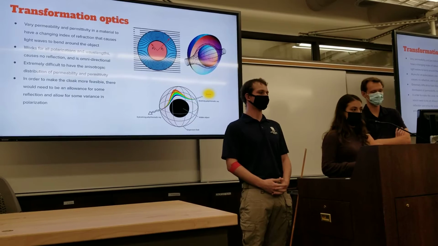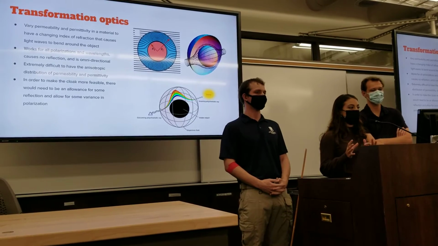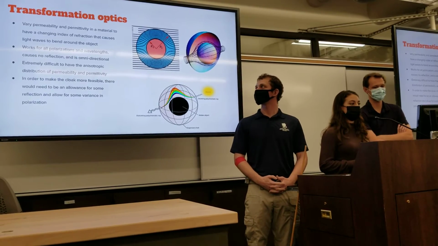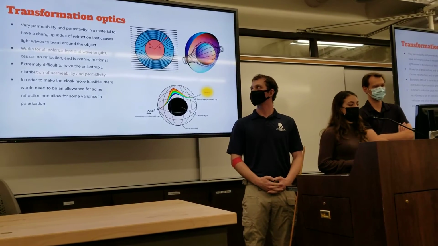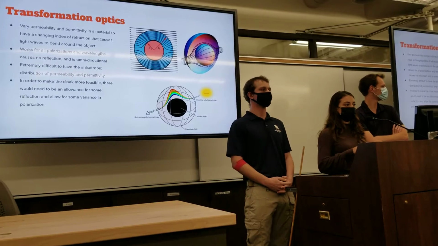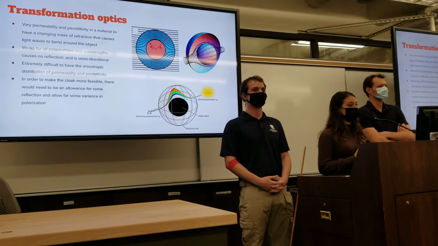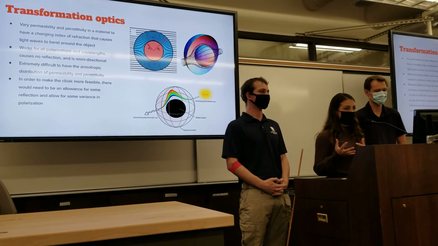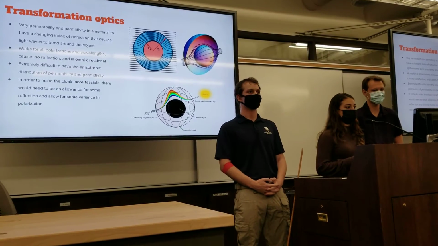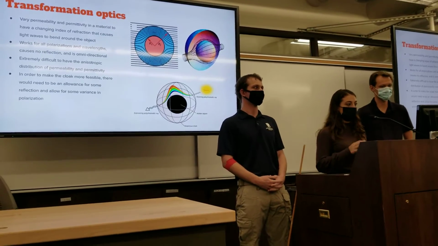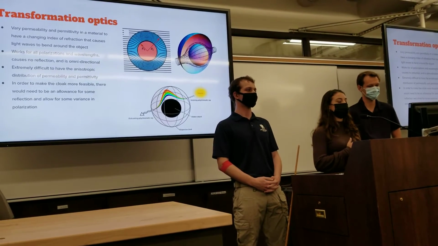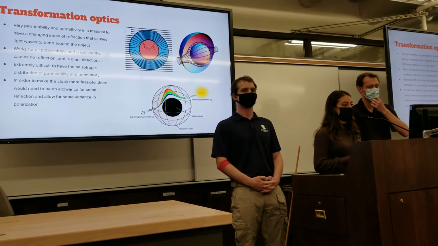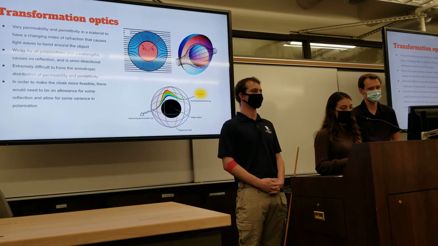So the first one, transformation optics. You have to vary permeability and permittivity in a material to have a changing index of refraction that causes the light waves to bend around the object. And then you need a material that works for all polarizations and wavelengths and that causes no reflection and is omnidirectional. But this is kind of hard to do, to have a material that has an anisotropic distribution of permeability and permittivity. And in order to make the cloak more feasible, there would need to be an allowance for some reflection and allow for variance in polarization.